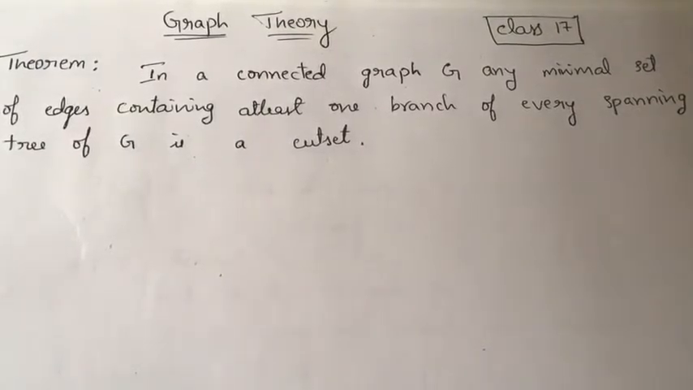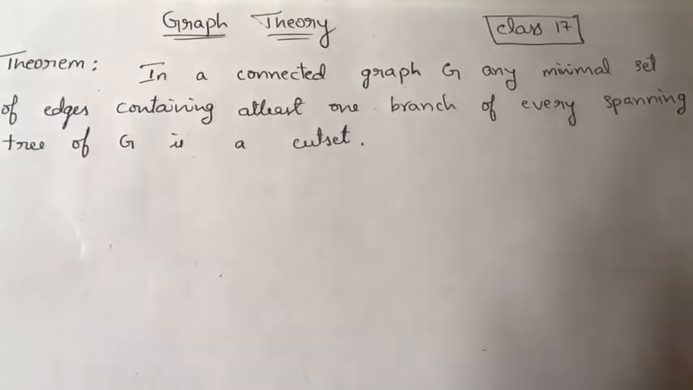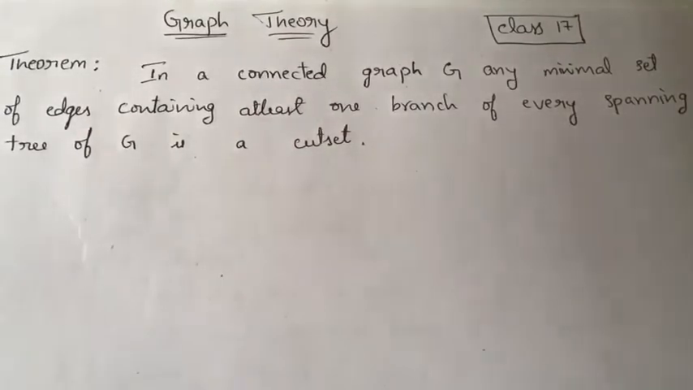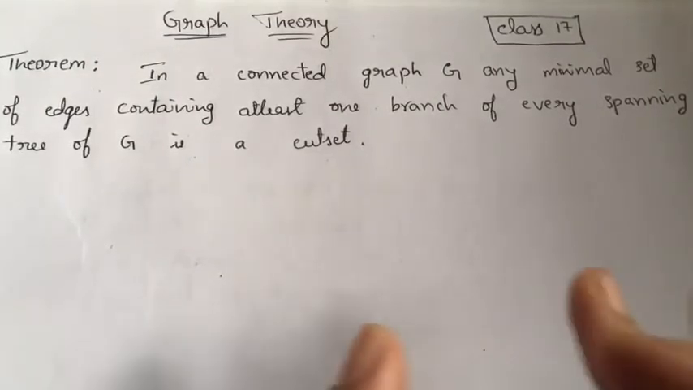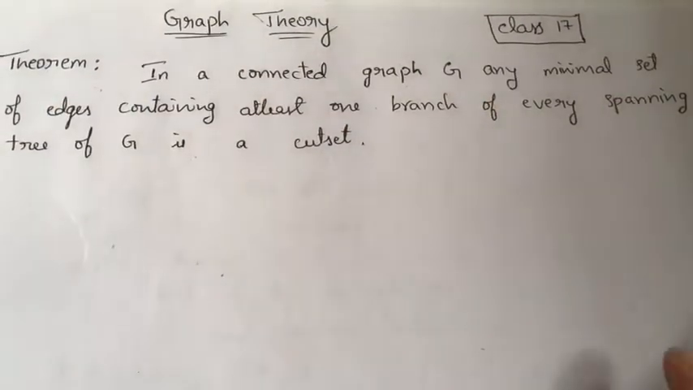I mean to say, will any minimal set of edges containing at least one branch of every spanning tree be a cut set? Answer says yes. Let us see how it is. I'm taking a connected graph G and I'm taking any minimal set of edges which has got at least one branch of every spanning tree. Now, is that set a cut set or not? Answer says it is a cut set. Let us prove how it is.